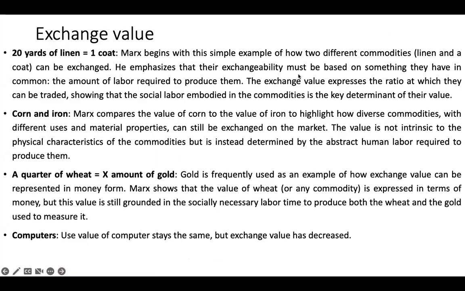So again, let me give a few other examples, or elaborate a little bit more on this idea of exchange value. Imagine 20 yards of linen equals one coat. The value of the 20 yards of linen is equal to one coat, and that reflects the amount of labor time that is spent producing each. More labor time goes into producing a coat than goes into producing 20 yards of linen. That's why a coat commands a greater exchange value than 20 yards of linen. To take a more modern day example, I'm not going to read all this out now, but you can see it, and of course the PowerPoint is available.